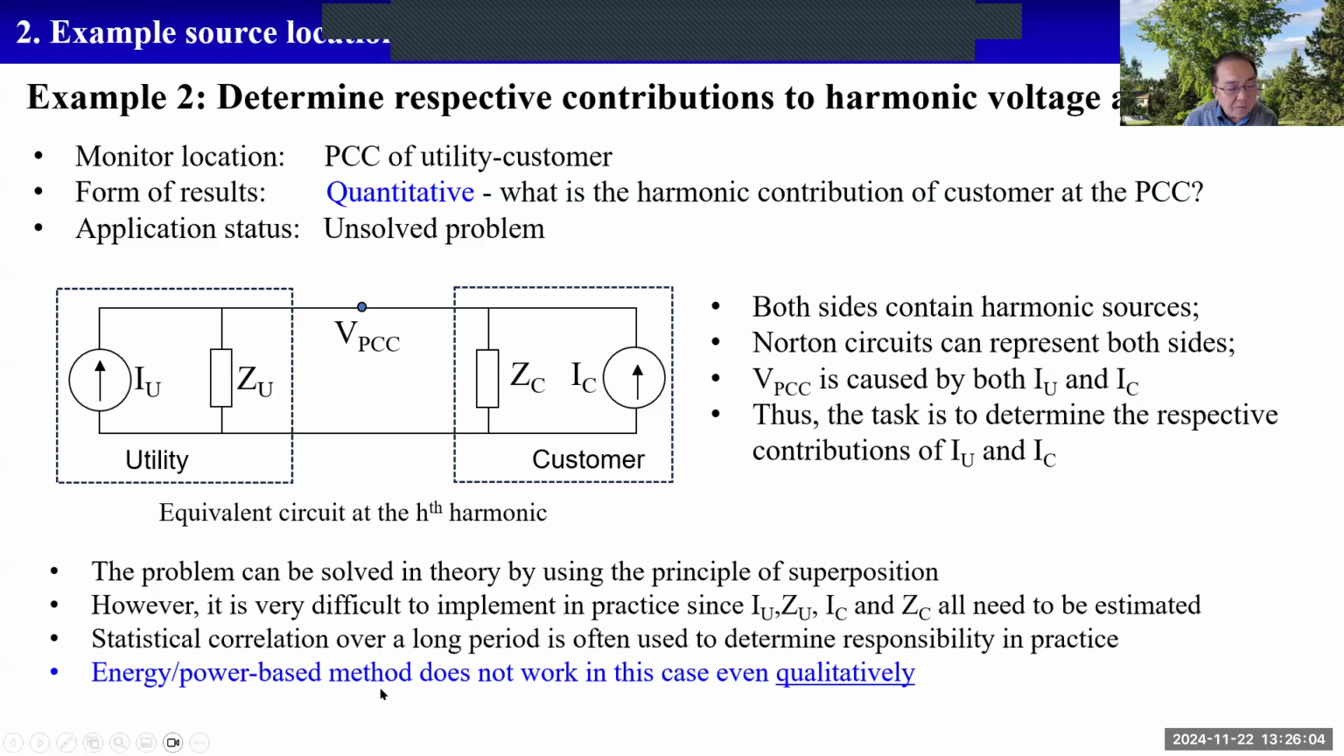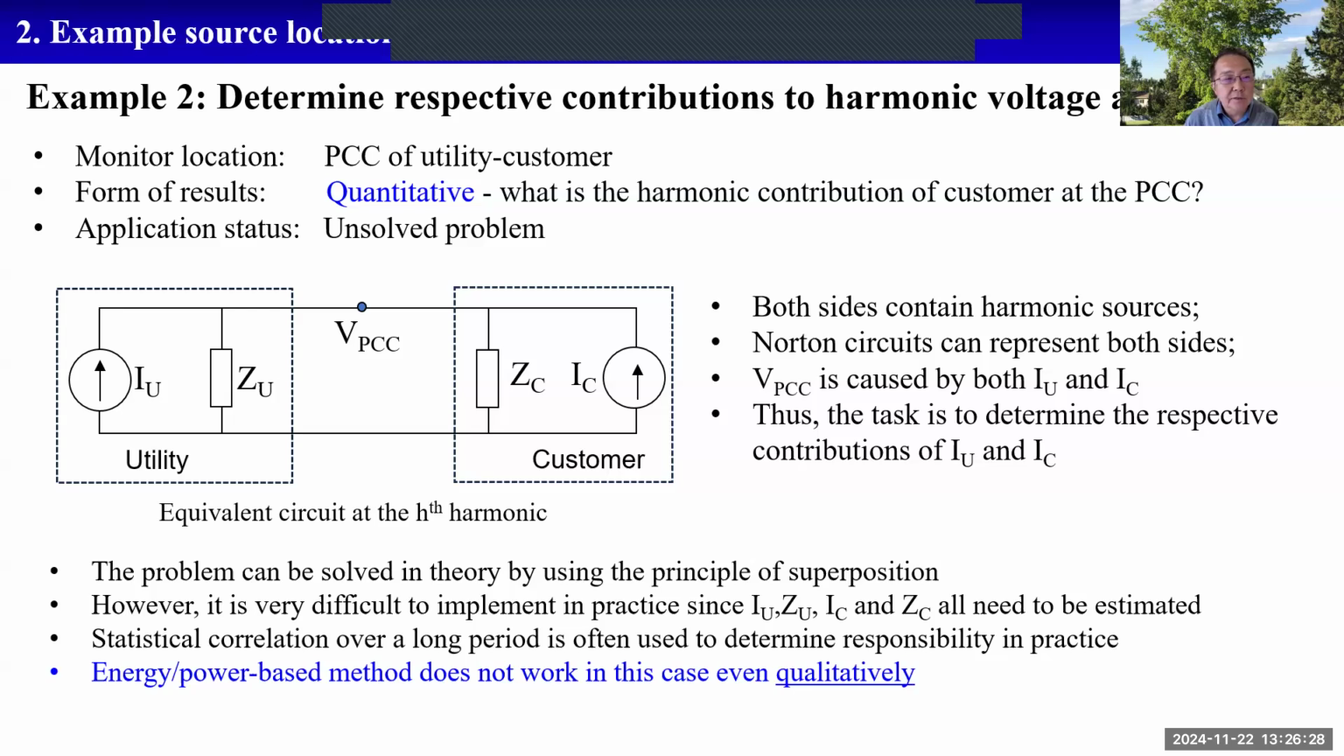The energy power-based method does not work in this case, even qualitatively, okay? This is a very complex explanation. I'm not going to spend the time to explain it here, but this has been proven not to work, to detect the harmonic sources, or which side is the larger harmonic source, okay?